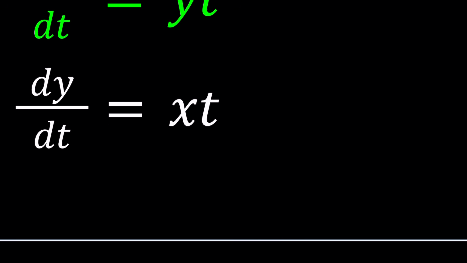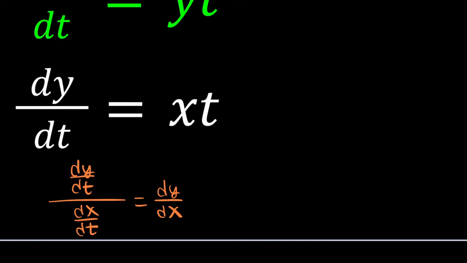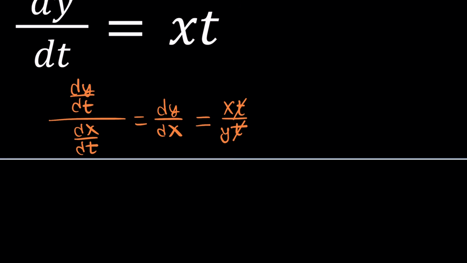So here's what we're going to do. We're going to divide dy/dt by dx/dt. And by the chain rule, because 1 over dx/dt is dt/dx, this is going to turn into dy/dx. Of course, even though it's not a very rigorous explanation, the dt's cancel out. So dy/dx becomes xt divided by yt, if t does not equal 0, and you can also look at that case separately. We can go ahead and cancel them out.